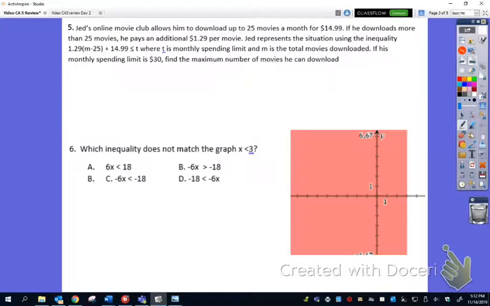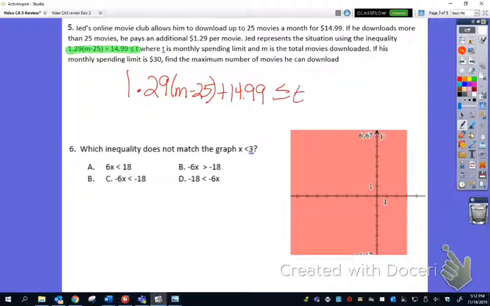Okay, on number 5. Now this one, if I look at it carefully, the equation is already there for me, which is so great. So I'm going to write that down, 1.29, parentheses m minus 25, close parentheses, plus 14.99 less than or equal to t. Now, look what it tells me. It tells me what t is. T is the monthly spending limit, okay?